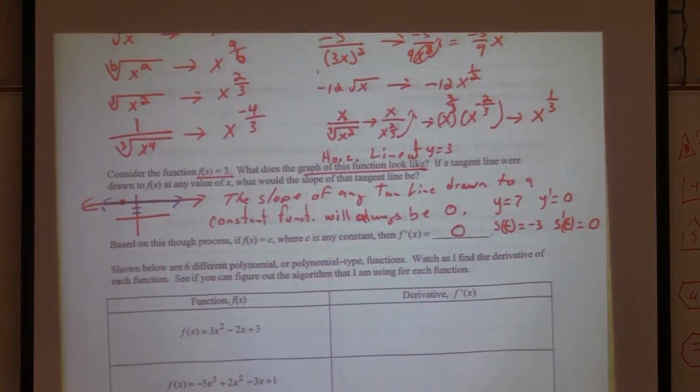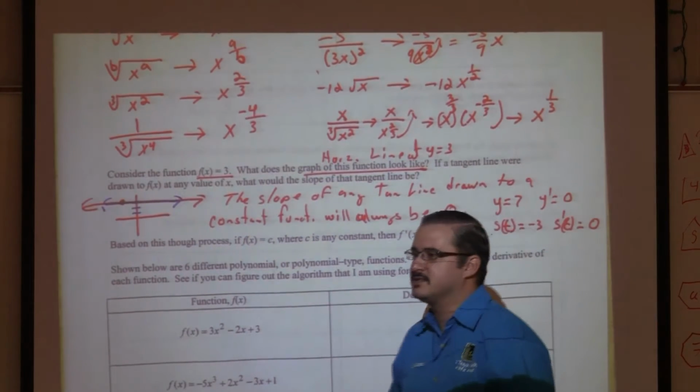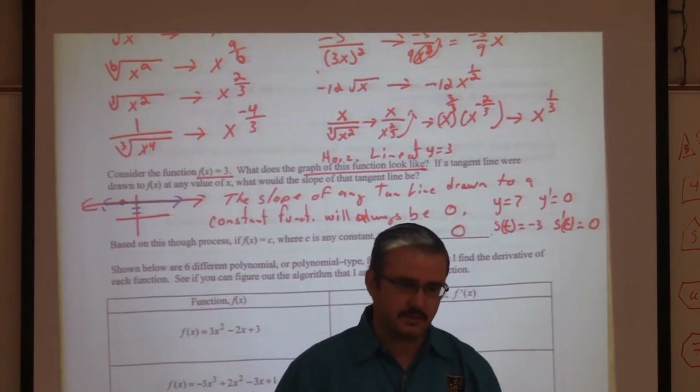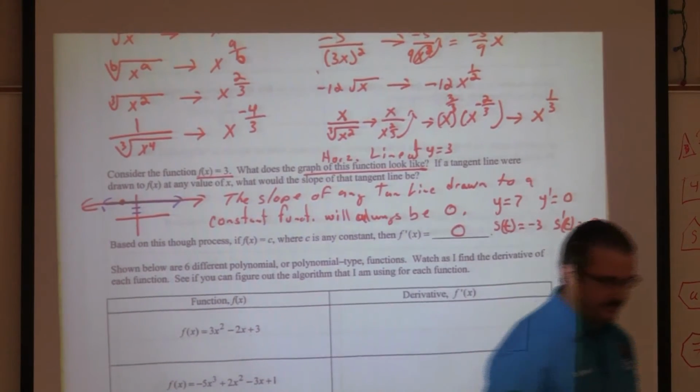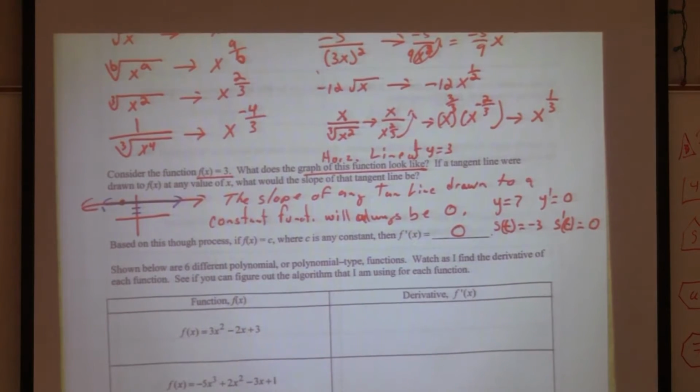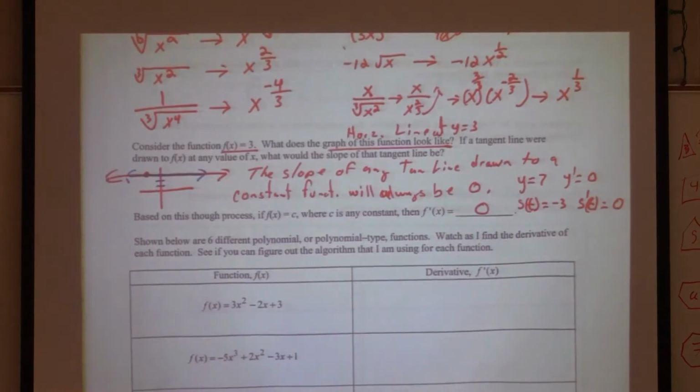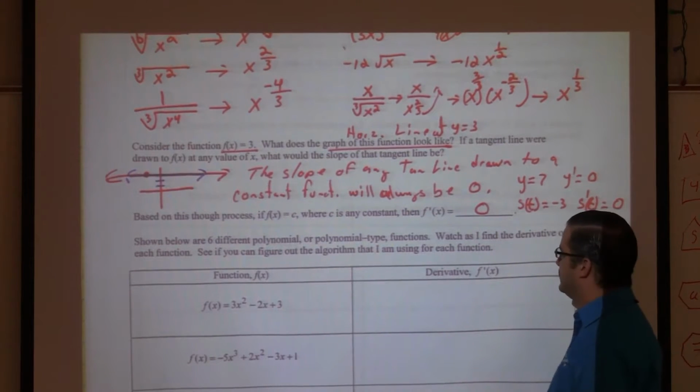That's one of the first rules that you have to remember. The derivative of a constant will always be 0 because it's a slope of 0. It's a horizontal line. Good? Alright, here we go. Time for the good stuff. It says shown below are 6 different polynomial or polynomial type functions.